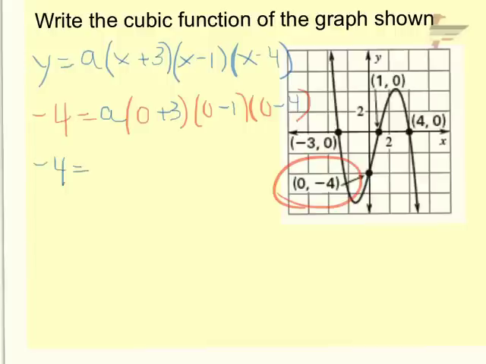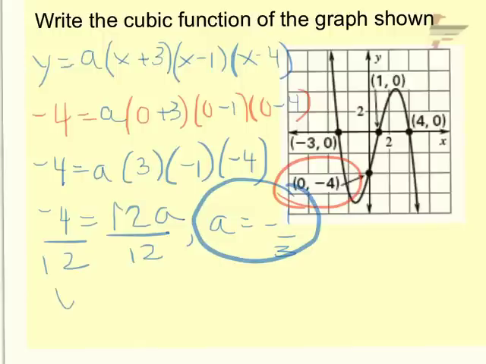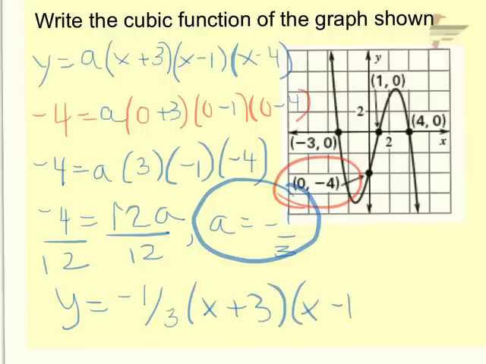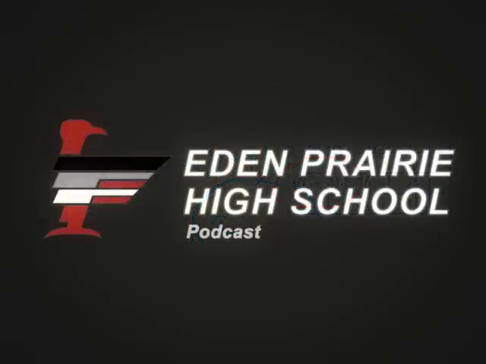So -4 equals 0 plus 3 is 3, 0 minus 1 is -1, 0 minus 4 is -4, 3 times -1 times -4 is +12, divide by 12, and I see a is -1/3. And so I write my final equation, a times all of the factors, and you've got your cubic function with the given x-intercepts and the correct width.